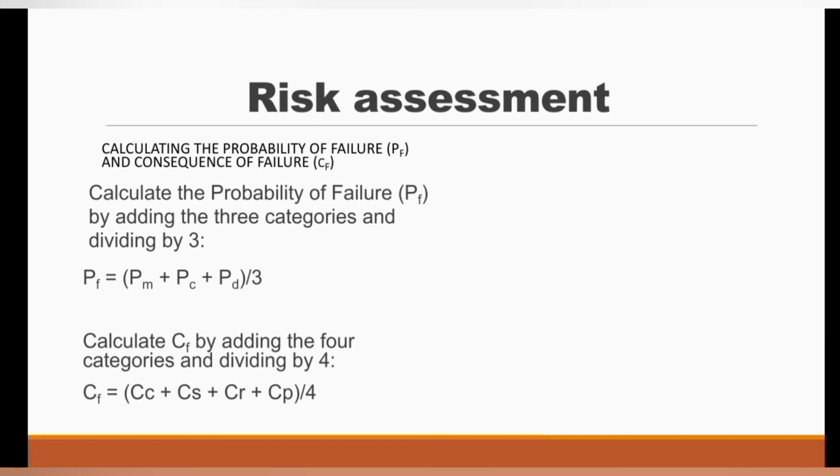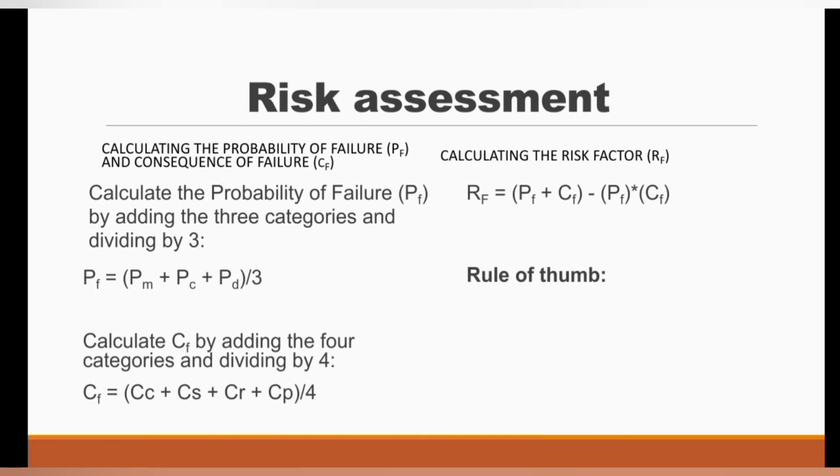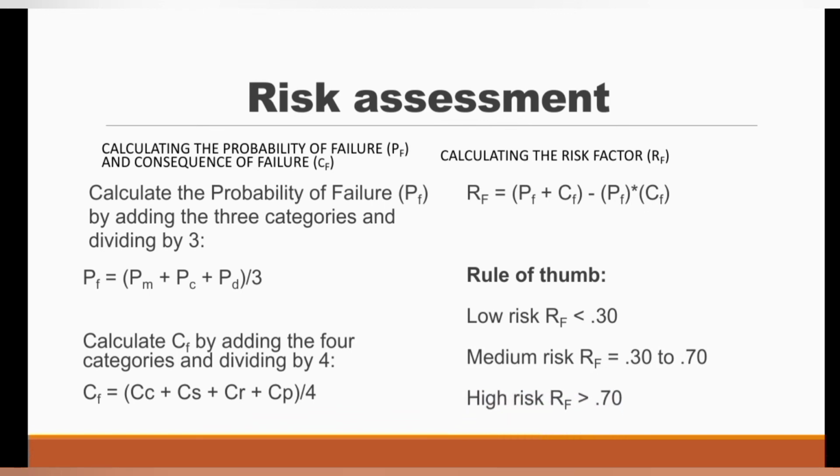So now, what is the formula for calculating the risk factor? The risk factor is equal to the summation of probability of failure and the consequence of failure, all minus probability of failure multiplied by consequence of failure. There is a rule of thumb. If you calculate the risk factor and you get a risk less than 0.3, that risk is considered to be low risk. If you get between 0.3 and 0.7, it is considered as medium risk, and if you get more than 0.7, it is considered as higher risk.